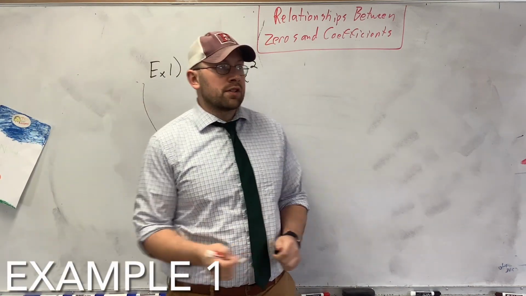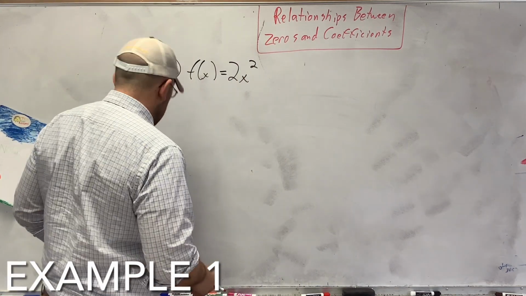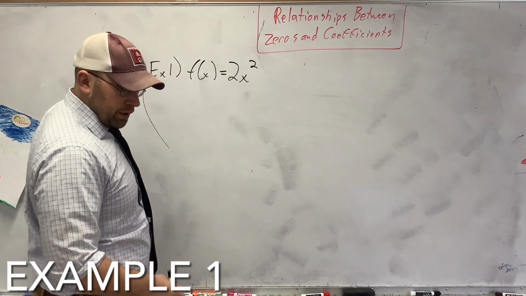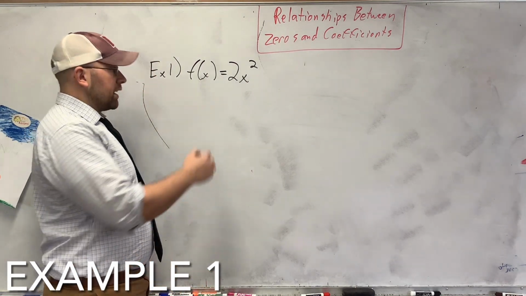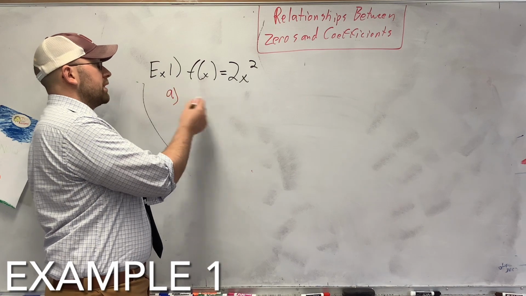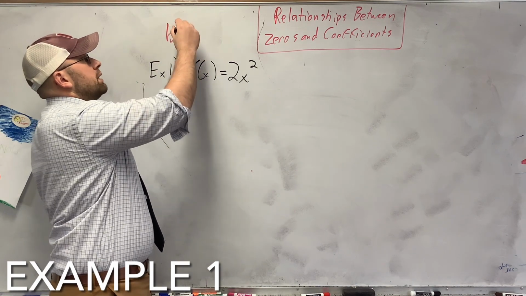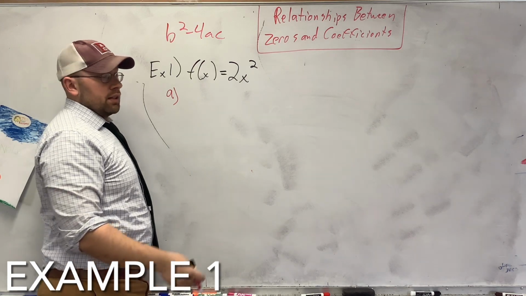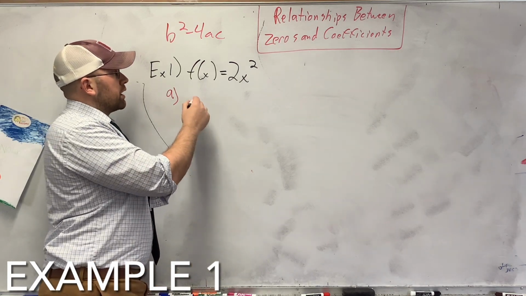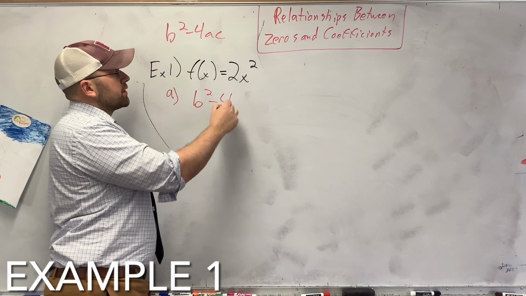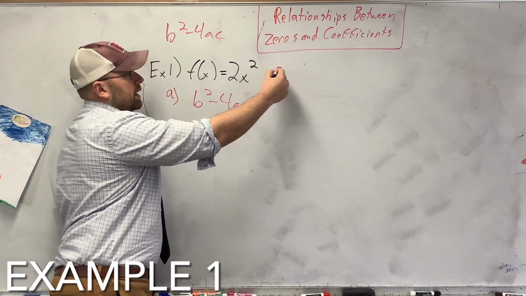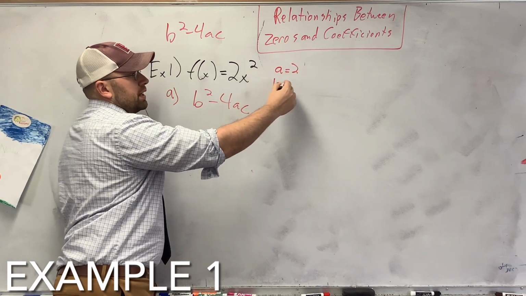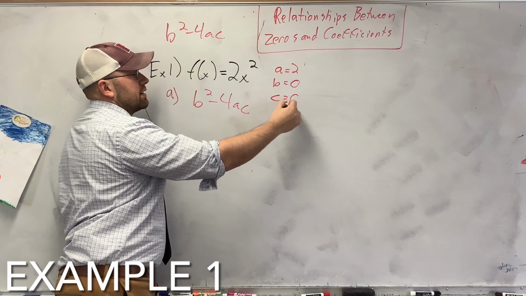All right, now for our first example. I'm going to go through a series of things I'm going to find, but the first thing we're going to find is the discriminant. The discriminant, remember, is just what is underneath the square root in the quadratic formula, b squared minus 4ac. My a is equal to 2, my b is 0, and my c is 0.